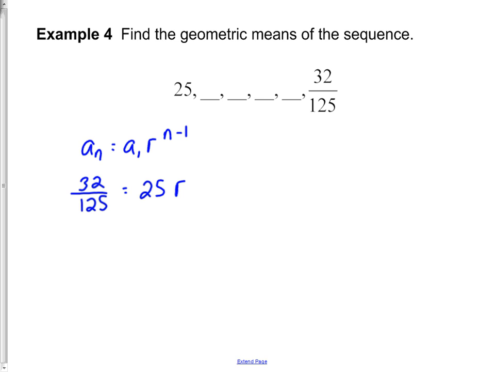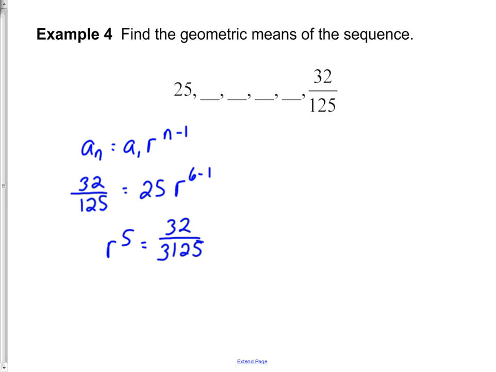R to the n, 1, 2, 3, 4, 5, 6 terms in the sequence, so 6 minus 1 as the exponent. So I'm going to start out by multiplying both sides by 1/25. That'll isolate my r value. So multiplying by 1/25, this would be r to the 5th equals 32 divided by 125 times 25.